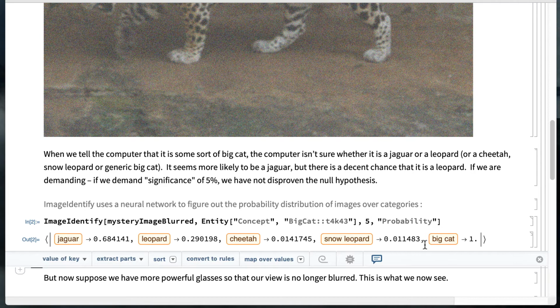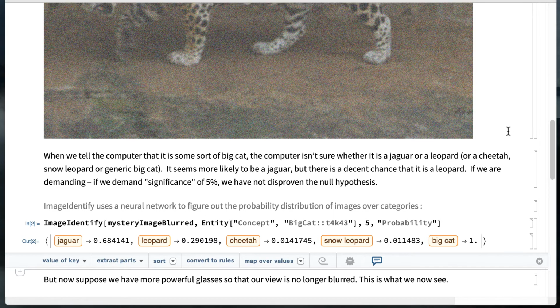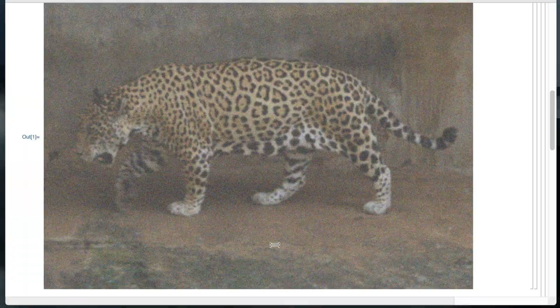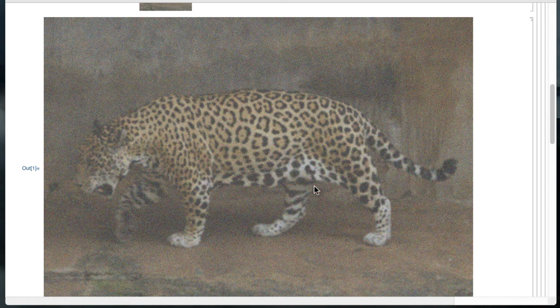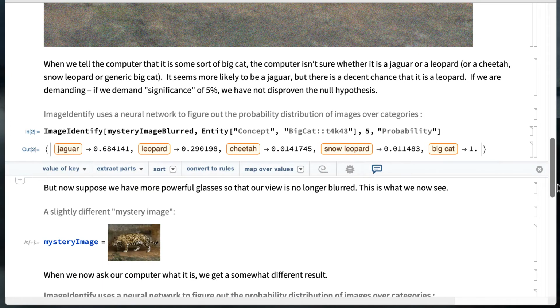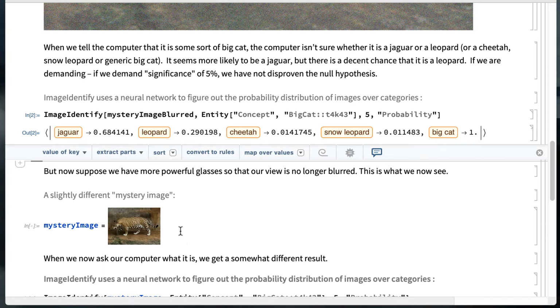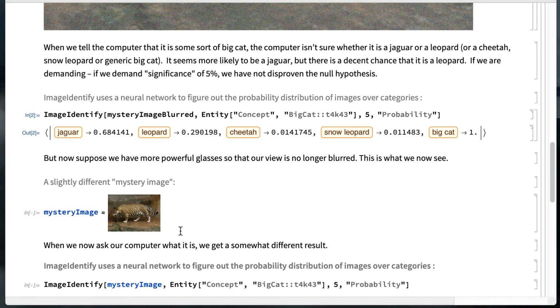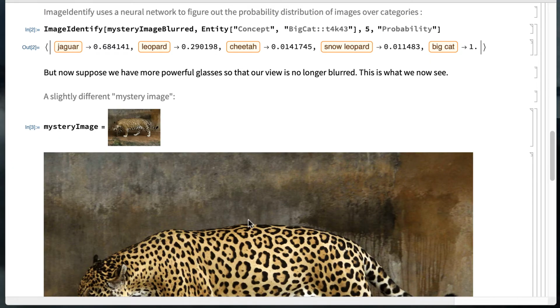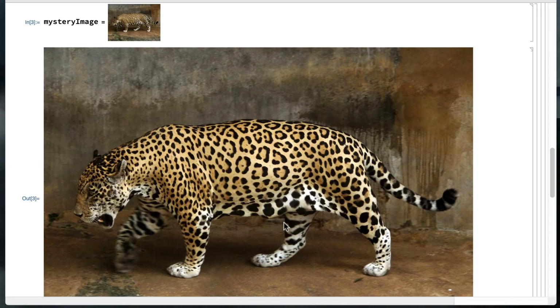All right, so we've gotten some confidence, but if we wanted to rule out the possibility that this was a leopard, we've still got a 29% possibility that it is a leopard, and so whatever testing our image identifier is doing isn't really powerful enough to rule out the possibility that this could be a leopard. But let's suppose we now have a different image to look at. Maybe some image processing has been done on it. And you can see visually, I think, even on video, that this is a clearer picture.